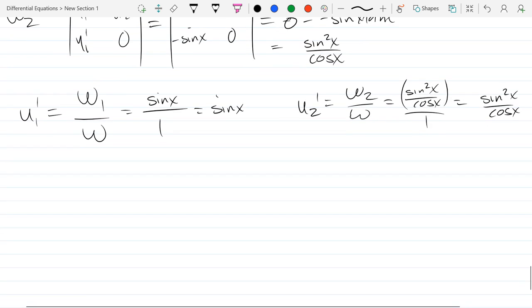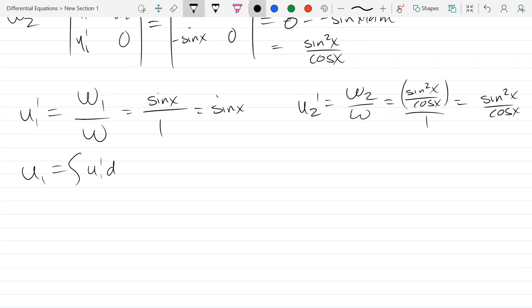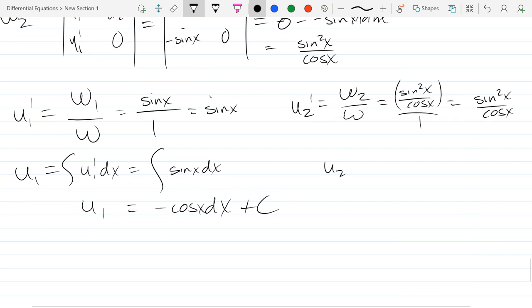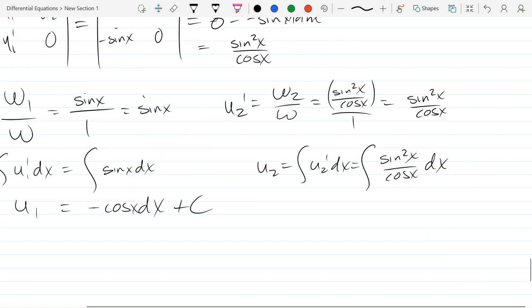Now we have to anti-differentiate to get u1, the antiderivative of u1 prime dx. This one's super easy. So u1 is negative cos x plus c. u2 looks a little more tricky. How in the world are we going to integrate this?